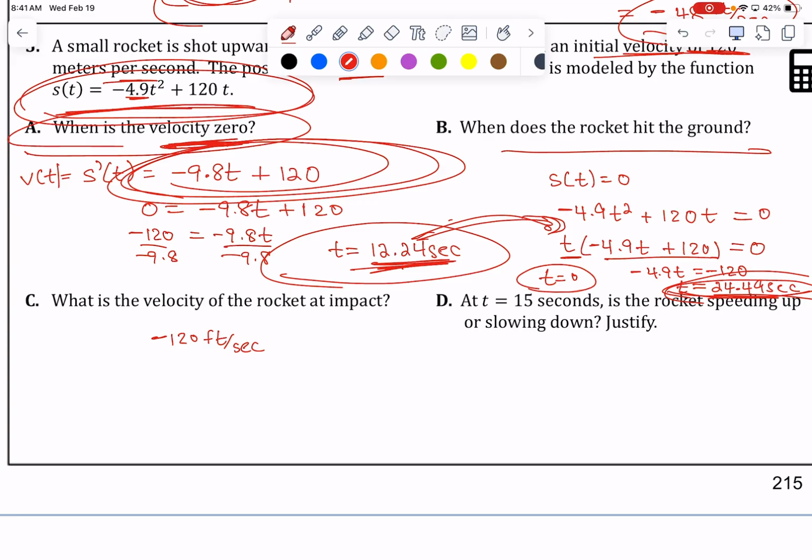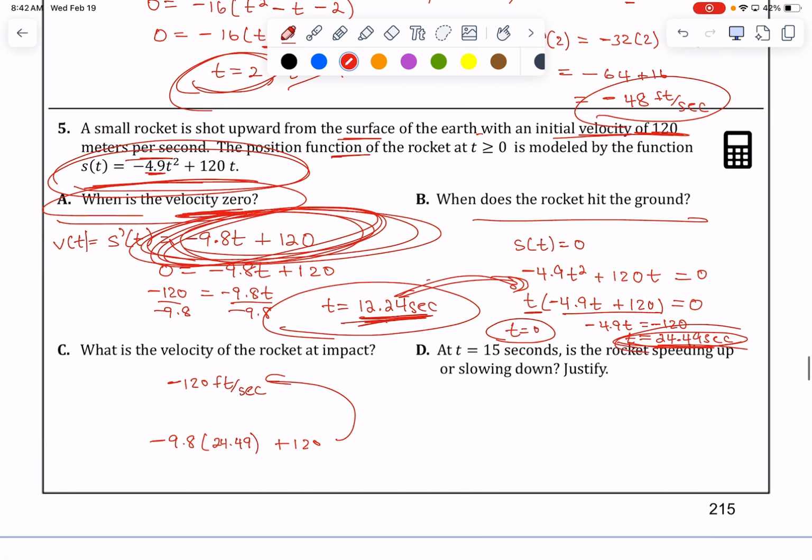Here's the velocity right here. So take negative 9.8 times 24.49 plus 120, and let's see if it equals negative 120. It should be really close. We rounded, so it's going to be a little off. Yeah, we're off by about 0.001. That's close enough. All right, at 15 seconds, is the rocket speeding up or slowing down?